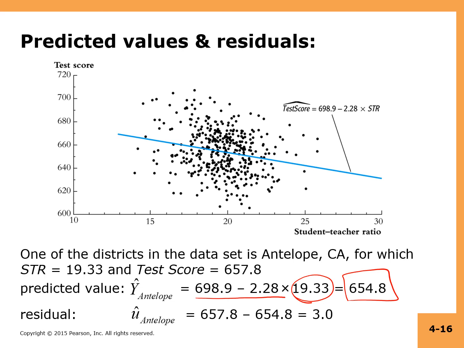But the actual test score of this district is 657.8. So the error term is the difference between the actual test score of this district, which is 657.8, and the calculated or predicted test score, which is 654.8. The reason why there may be such an error term of 3 is because there could be some other factors other than student-teacher ratio that can impact the test score that we are not accounting for in our regression model.